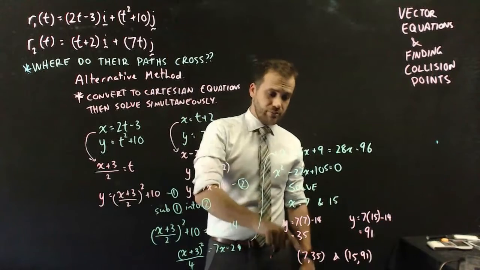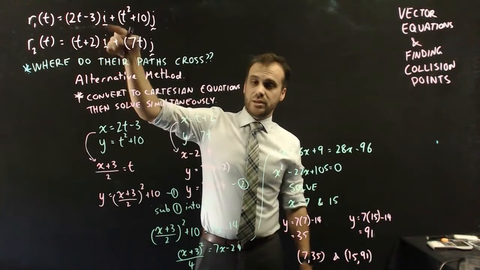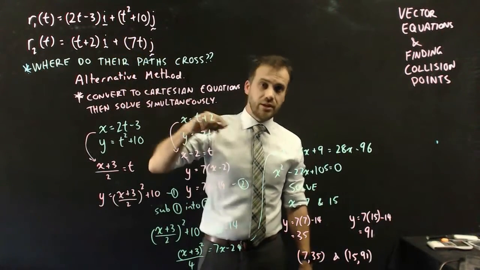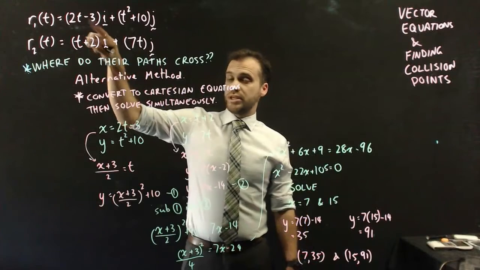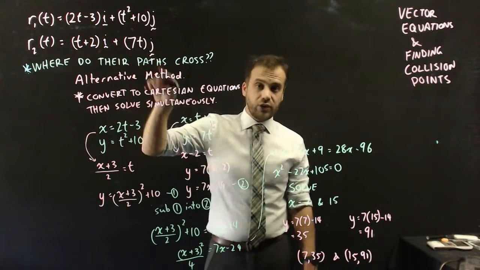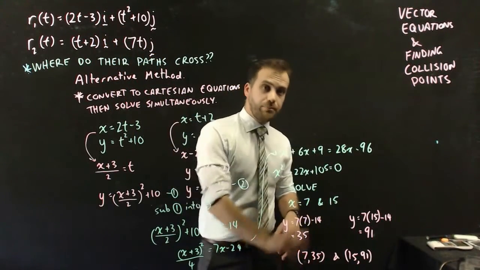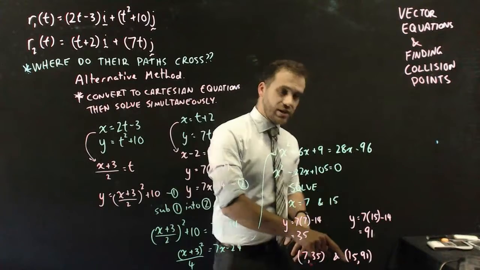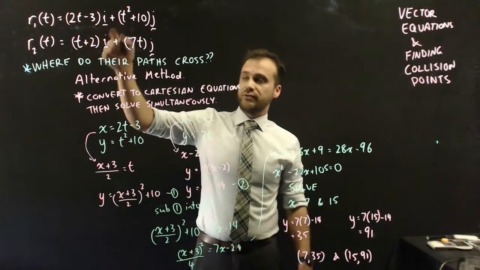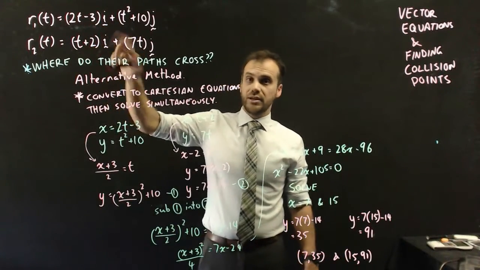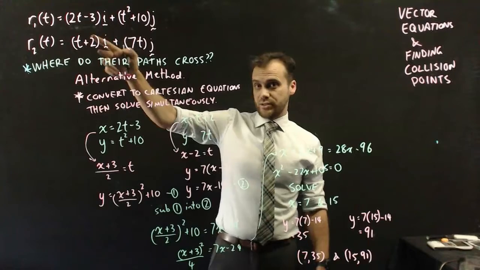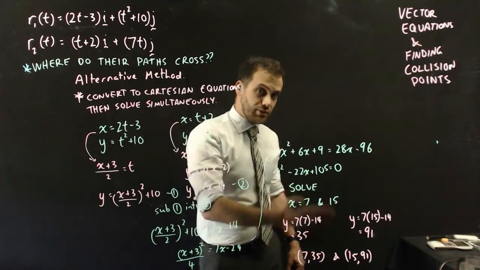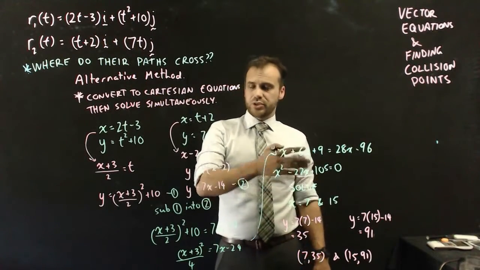So if you sub that in there, 2t minus 3 equals that, t plus 2 equals that, if you do that, you'll find t equals 5 every time, therefore they collide at that point. If you sub 15 in, so 2t minus 3 equals 15, and t plus 2 equals 15, the t's will be different values, meaning they don't collide at that point.